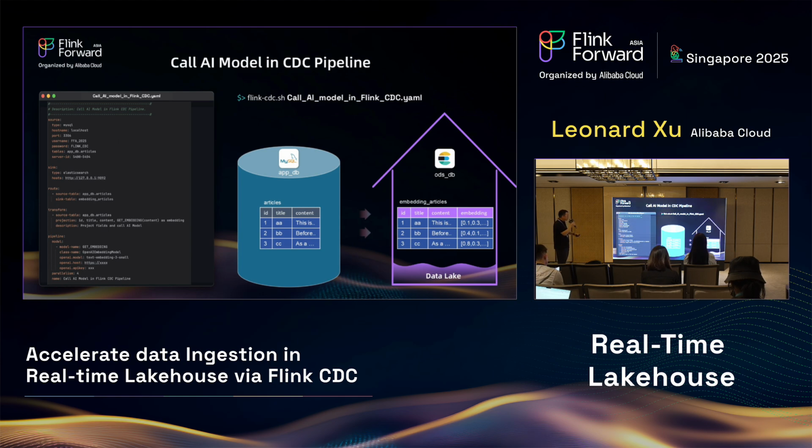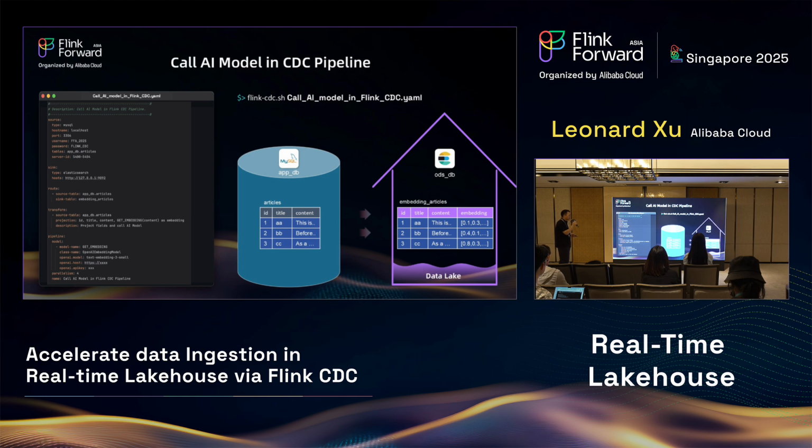Another use case is that you can call an AI model in a Flink CDC pipeline. For example, you can define the AI model. I give an example where I define an AI model, get embedding, which is OpenAI's model. Once you define a model in your pipeline part, you can call the model in your transform. So in this use case, for example, you have a table named articles. The article consists of ID, title, and content.